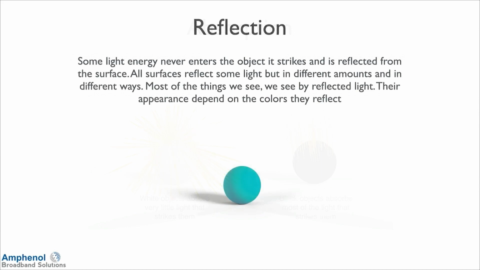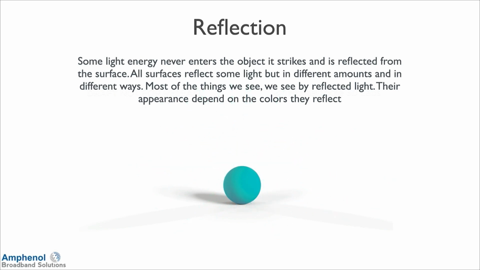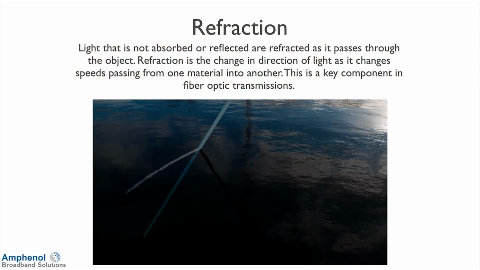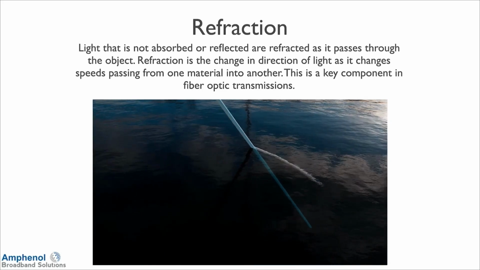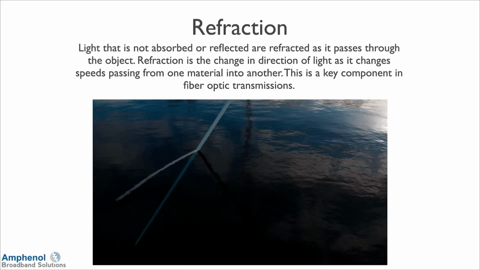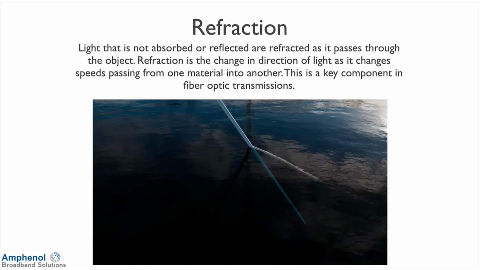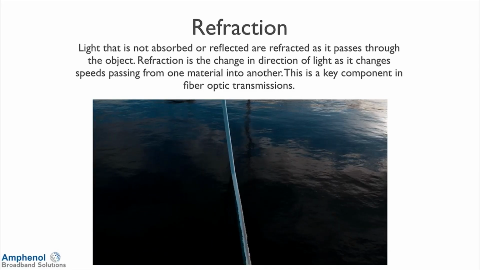With reflection, some of the energy never enters the object it strikes. It's reflected from the surface. All surfaces reflect some light, and in different amounts, and this is why we see the colors we see. The light that's not absorbed or reflected is refracted. With refraction, the wavelengths actually change speed, and by changing speed, they actually change direction. We've probably all seen it where you put a stick into the water and it's distorted. It actually looks like it's going to the side. So that's just the difference in speed of the wavelengths, which changes direction as it goes through the different objects.